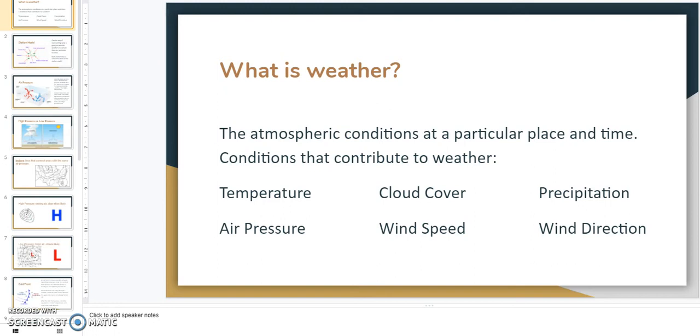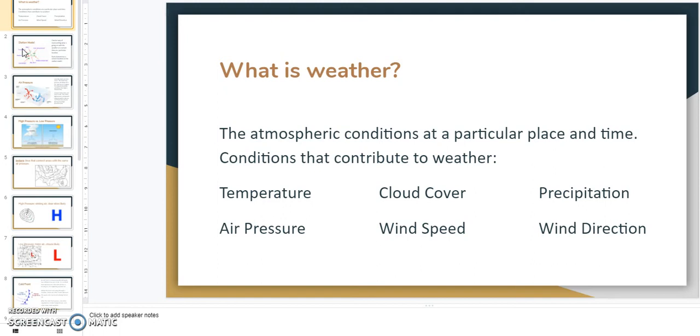So weather is the conditions at a particular place and time. Climate is more of a general idea of what to expect over the long term. Okay? All right, so if you're looking for something to write for the first slide, I might write that climate is general conditions in an area. You know, what would you generally expect, but it's not necessarily what's happening right now. So climate and weather are different.